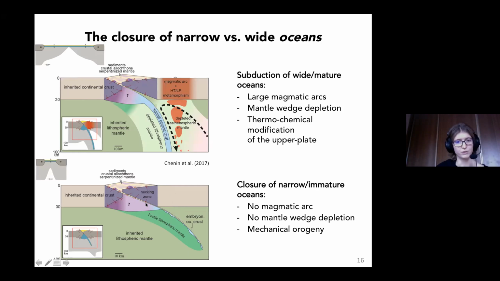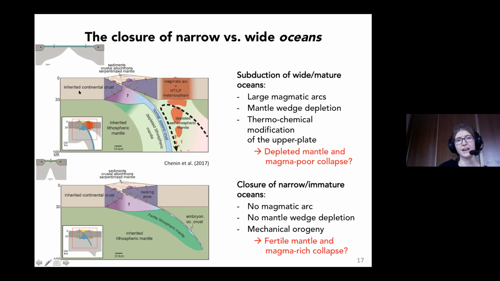This is well illustrated, for example, in the Alps, where there is no trace of a mature magmatic arc, and in the Pyrenees, where it's the same. So an orogen that results from the closure of a narrow ocean doesn't display a magmatic arc, and the mantle lithosphere beneath is much more fertile compared to the mantle beneath the upper plate of a mature subduction.